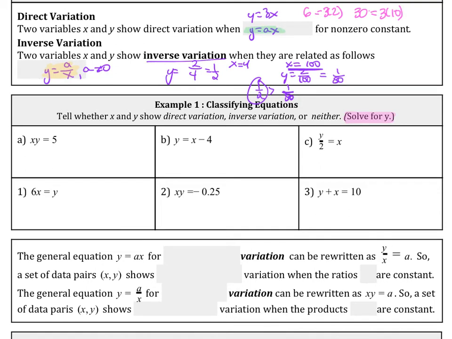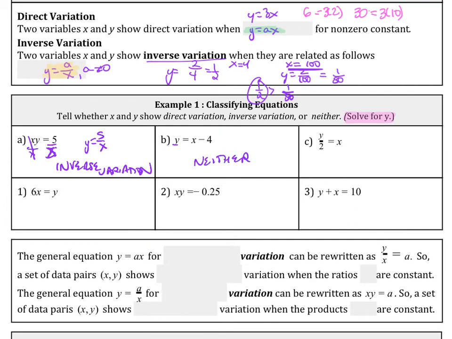So let's try this first example. x times y equals 5. Now again, solve for y. So y equals 5 over x. So therefore, this is inverse variation. Letter B. y is already isolated, and we have x minus 4. So that is not multiplying or dividing, so therefore in this case, it's neither.